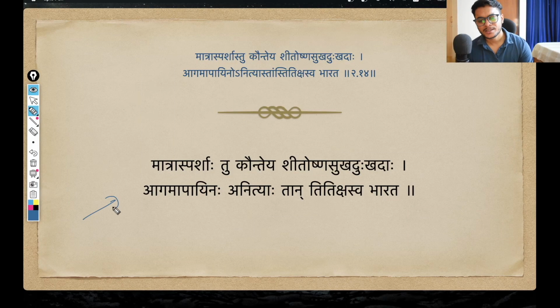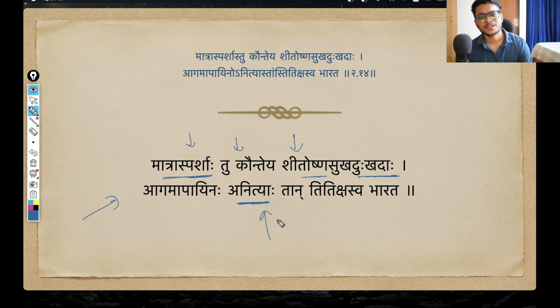What I mean is, once we have done the sandhi vicheda and got all the different words separated out, you might not know the meaning of these words, matra sparshaha or shitoshna sukha dukkhadaha or anityaha. But if you just look at them, matra sparshaha, dukkhadaha, anityaha, don't you see some relation of these words with each other? I hope every one of you can guess that these words are in prathama vibhakti bahuvachana form, that is, the first word case plural form.